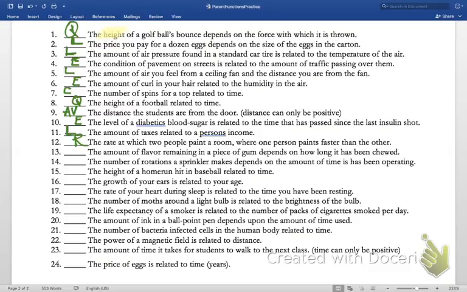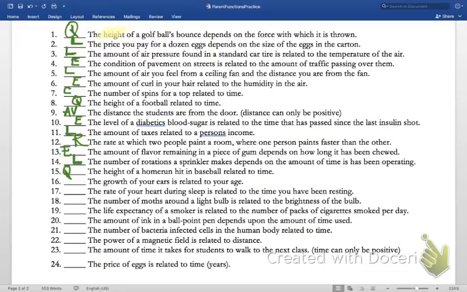Okay, the amount of flavor left in a piece of chewing gum. Guess what? That's an exponential, right? Because it's got a whole lot of flavor at the beginning, and then that flavor just decays down. Exponential decay. The number of rotations a sprinkler makes. Okay, well, a sprinkler has a standard rate of rotation, so anything that has a constant rate is linear. The height of the home run hit in baseball? Quadratic. We hit the ball.